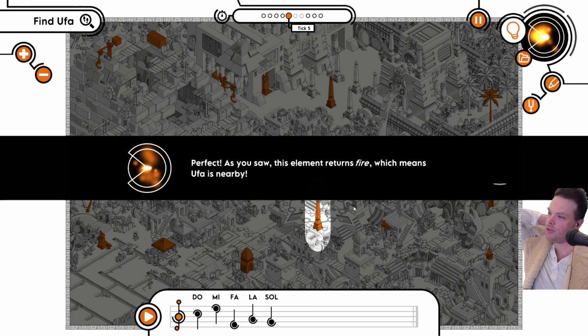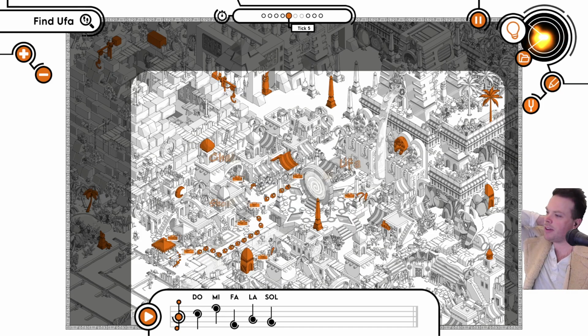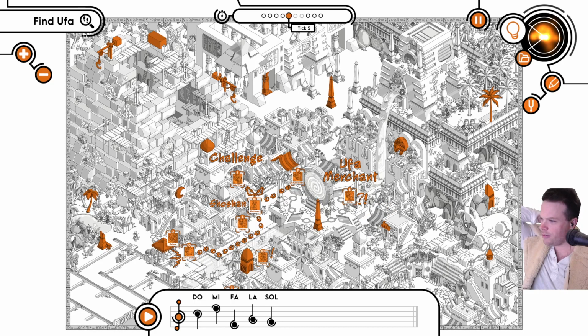Perfect. As you saw, the element returns fire. How did it return fire? No, I didn't see how it returns fire. Ah, it's Re and then fire. So we're close. But we want Do. No, La but fire. Mi but fire. Far but ice, so we want to head this way.